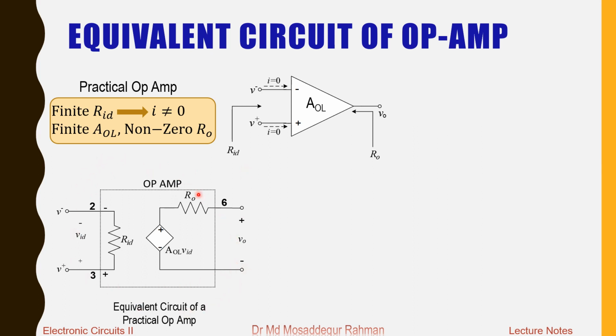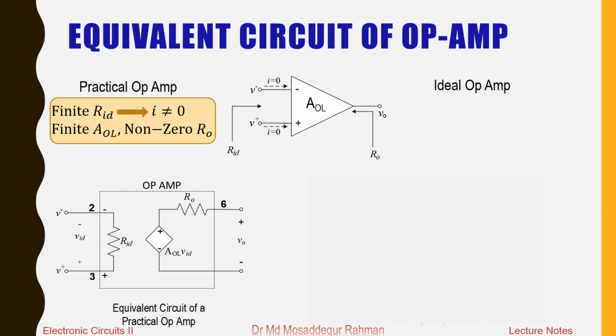Any amplifier will have a similar equivalent circuit. The difference here is that a regular amplifier will have a single input, so we'll have just one input here, and this side will go to ground, right? And the output side will all remain the same. Instead of AOL you will have just gain A, and instead of VID you will just have VI. So that will be the difference, but in general the equivalent circuit will be similar. Okay, so that is how the equivalent circuit looks for a practical op-amp.